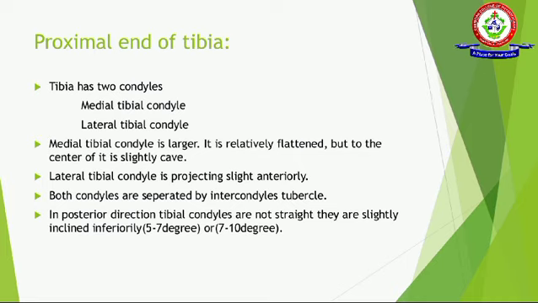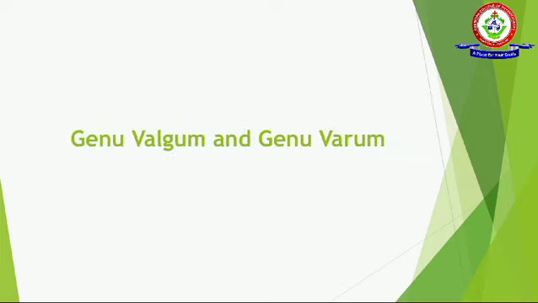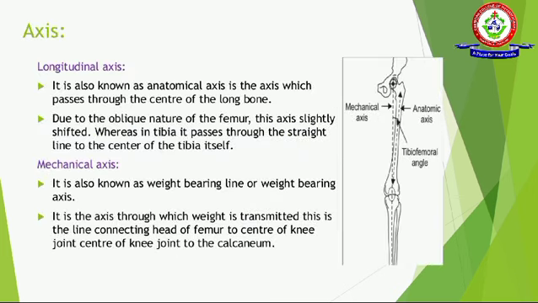In posterior direction, tibial condyles are not straight. They are slightly inclined inferiorly. Then we can see about genu valgum and genu varum. Before entering into the topic, first we can see the axis for it. First, longitudinal axis. It is also known as an anatomical axis.